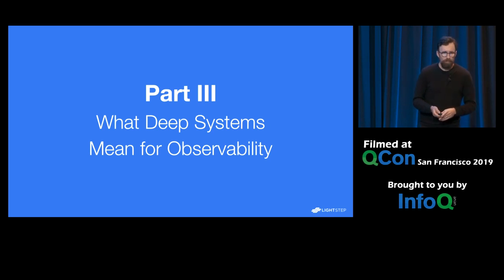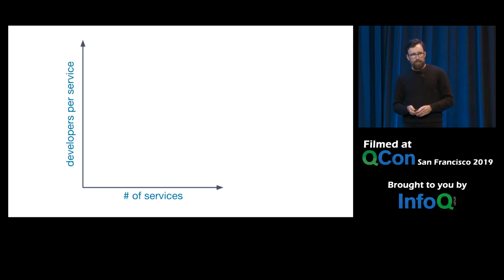And that brings us to part three. So what do deep systems mean for observability and for controllability as well? So here's a simple diagram. On the horizontal axis, we're looking at the total number of services. On the vertical axis, there's the number of developers per service.